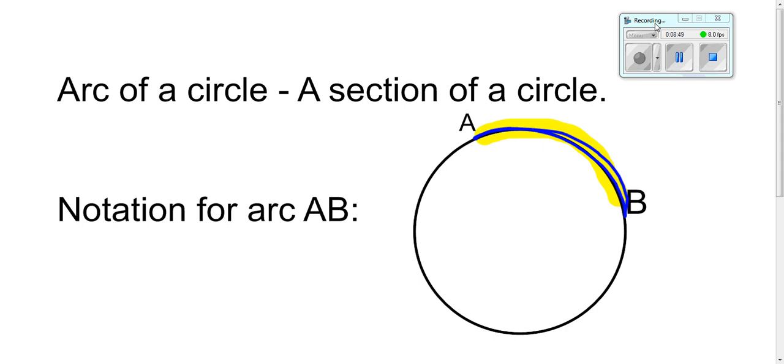All right, so to write the notation, we write M, and we put the AB with an arc over it, like that. So it's saying the measure of arc AB. Okay, so we learned central angle, which is an angle whose vertex is the center of the circle, and then the arc is part of the outside of the circle, part of that circumference. So let's now combine those two facts together.